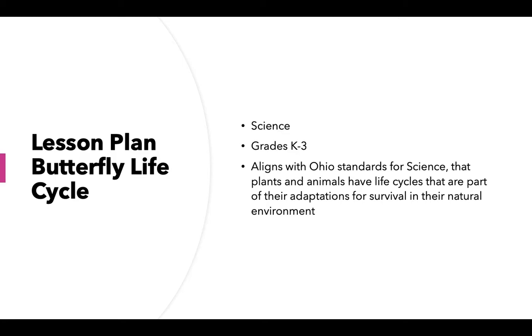It could go for grades kindergarten through third grade, and it aligns with the Ohio Standard for Science that plants and animals have life cycles that are part of their adaptations for survival in their natural environment. That specific standard goes along with the third grade standard for science. So that's what I'm focusing on: this would be a lesson plan for a third grade science class.